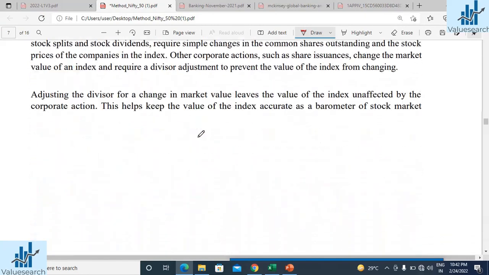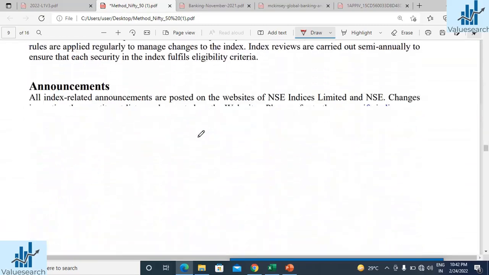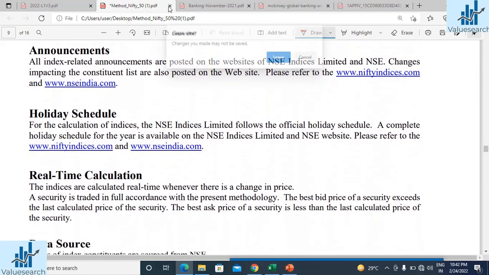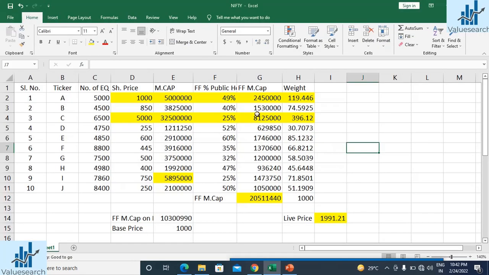Well, so that was all in this session. We have discussed how this Nifty index works. So I hope that you found this video useful.